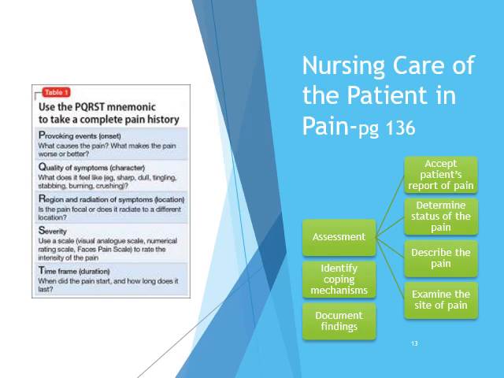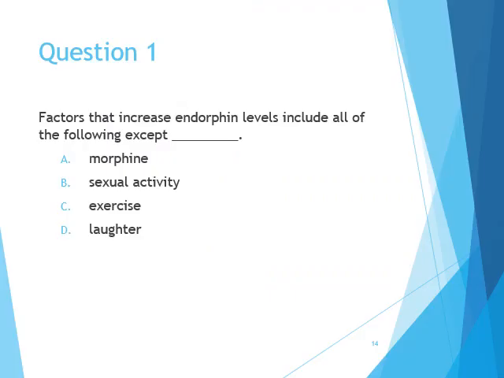All right, so let's move on. Let's try a question. So factors that increase endorphin levels, remember endorphins, what they are? Include all the following except morphine, sexual activity, exercise, and laughter. So endorphin is natural. It's your own way of making you feel better. So the answer is A, because that's a medication.